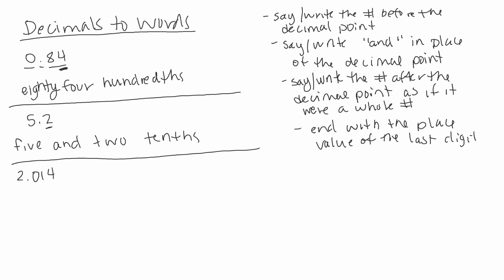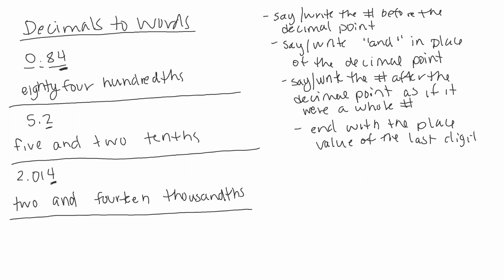2.014? Okay. Well, we say the number in front of the decimal, so we say or write 2. When we get to the decimal point, we say or write and, and then anything after the decimal, you say it as if it was a whole number. So 014, we would just say is 14. And then the last digit is 3 decimal places in. 3 decimal places coincides with the power of 10 with 3 zeros, so that would be 1,000. So this is 2 and 14 thousandths. All right.